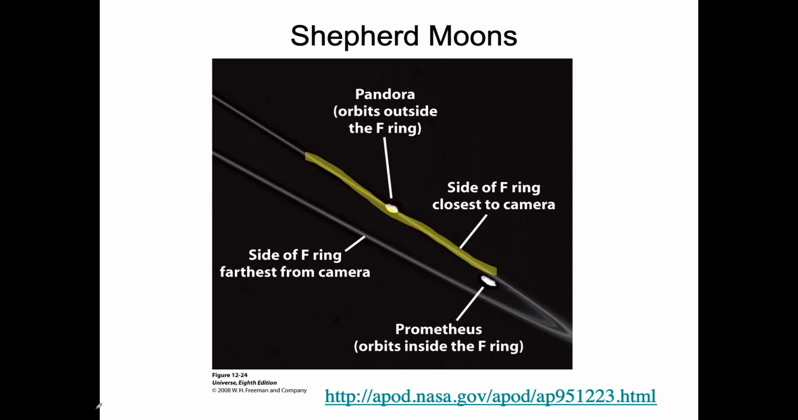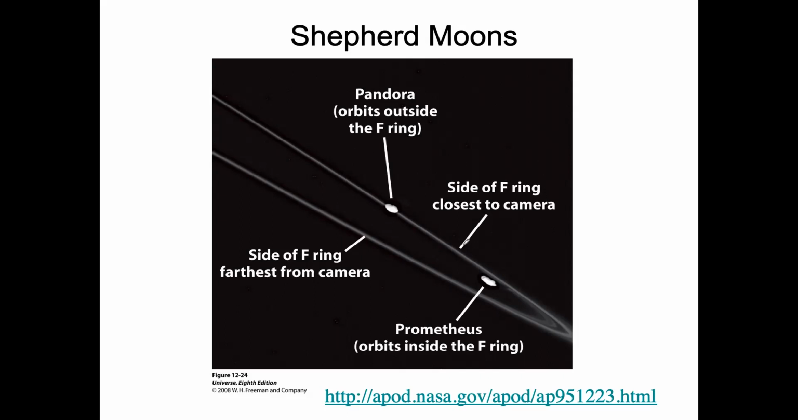And you can see how, if I were to, well, I gotta get the eraser out here. You can see how Pandora, when it says it orbits outside the F ring, you can tell that the ring doesn't appear to cut in front of it. That's how we know from this perspective that Pandora is closer to us than the ring itself. So it has to be on the outside of the ring. And then there's Prometheus, which is down here, which is orbiting on the inside of the F ring. So we have these two shepherd moons.